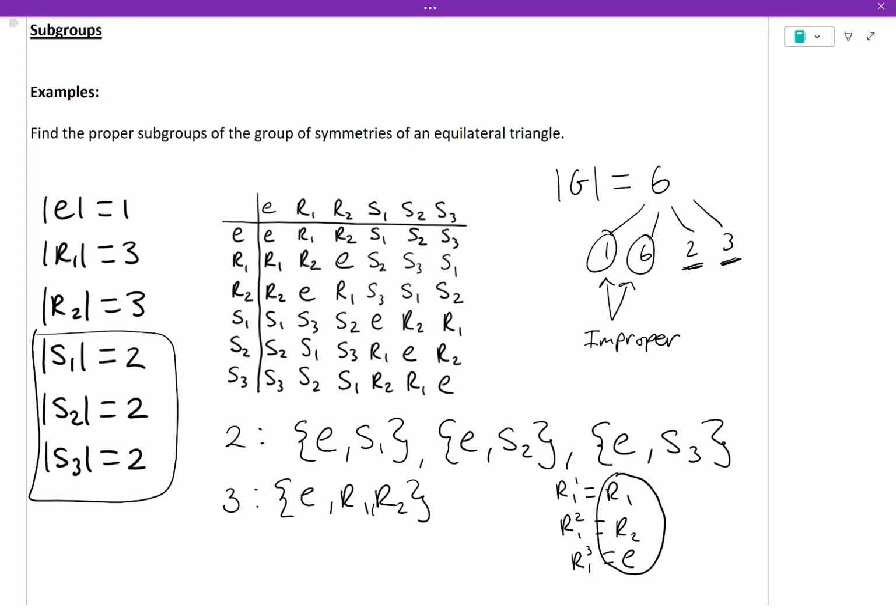Now, I don't need to use R2 to generate a subgroup because it's the inverse of R1, so it will give me the exact same subgroup.